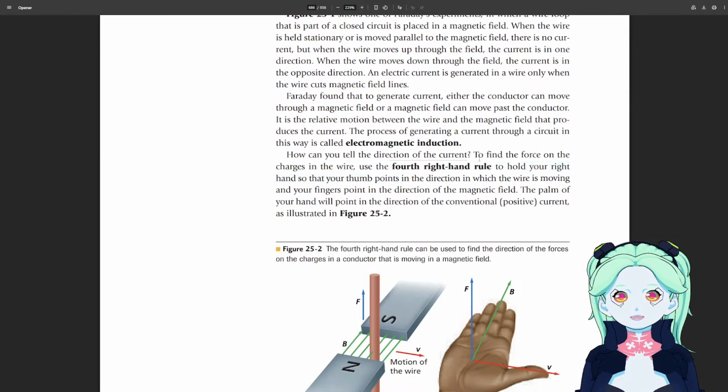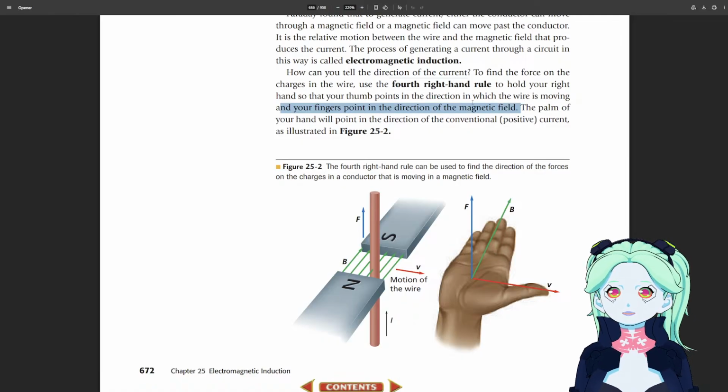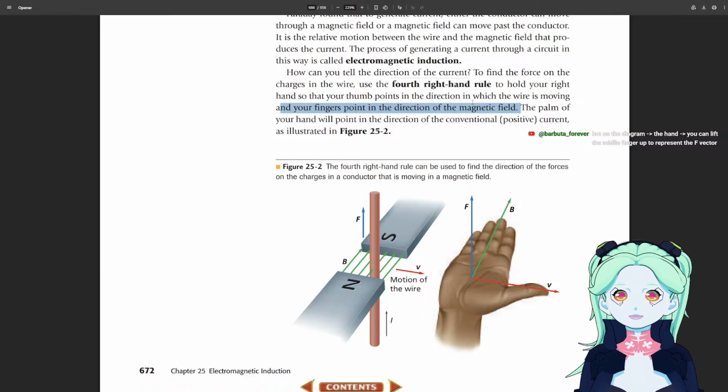Anyways, so how can you tell the direction of the current? To find the force on the charges in the wire, use the fourth right-hand rule. Hold your right hand so that your thumb points in the direction in which the wire is moving. So that's the charge velocity direction, and then your fingers point in the direction of the magnetic field. There's a few of these, by the way. You can either use all your fingers, or you can just use your forefinger and then curl in 90 degrees your middle finger, and that would be basically the same thing.